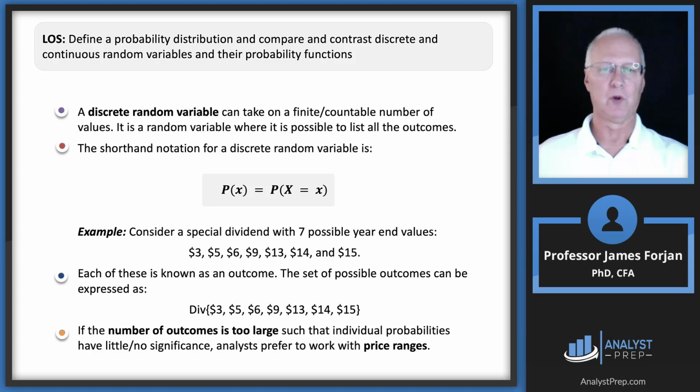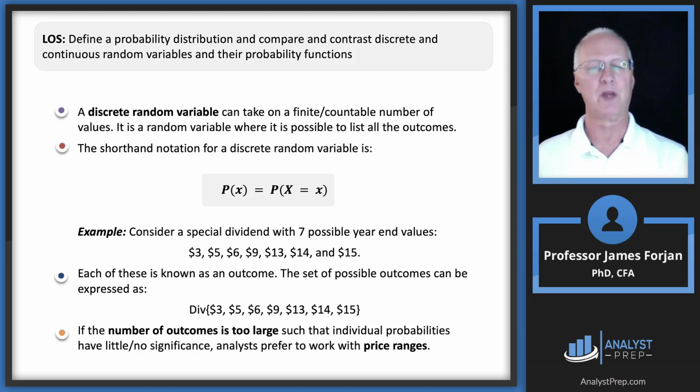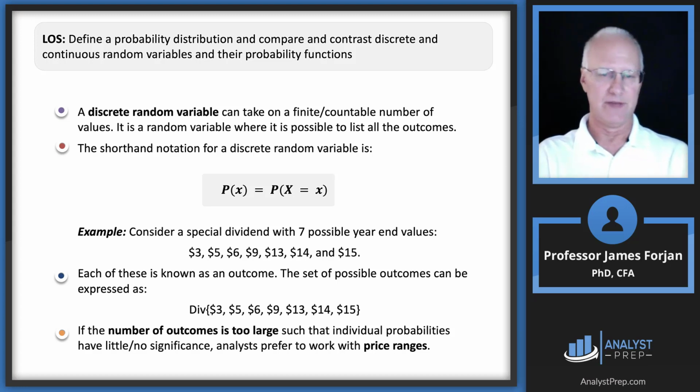Just a really super quick example here. Look at the very middle. Consider a special dividend with 7 possible year-end values. What is that? 3, 5, 6, 9, 13, 14, and 15. So we can write that here as the shorthand version, dividends, and then we're going to open up our parentheses and just put those in there, separated by commas.